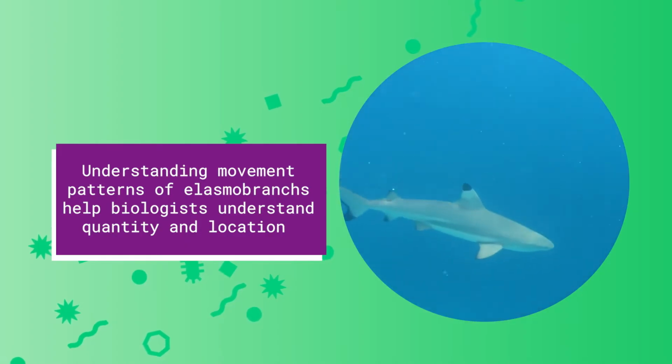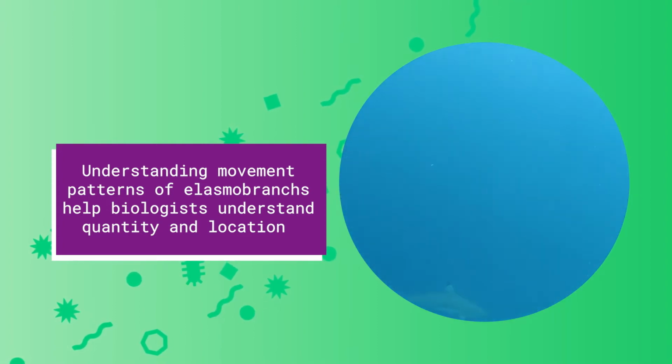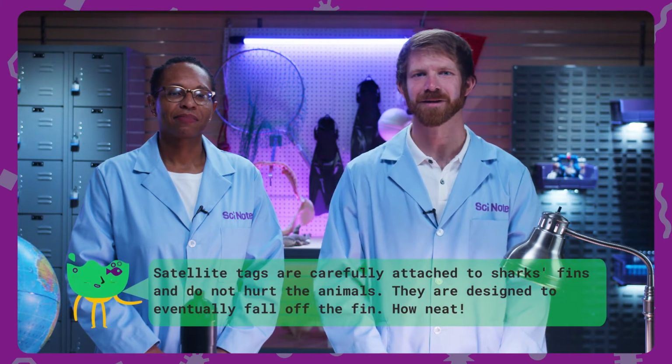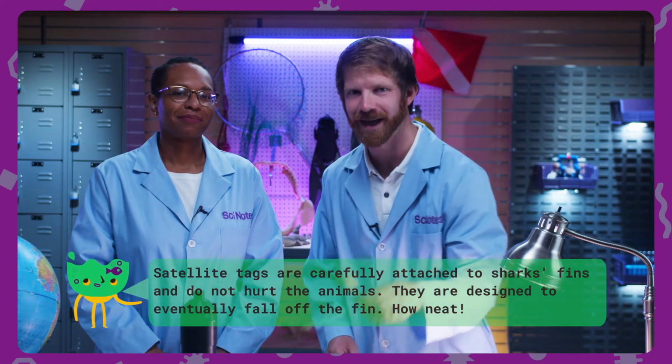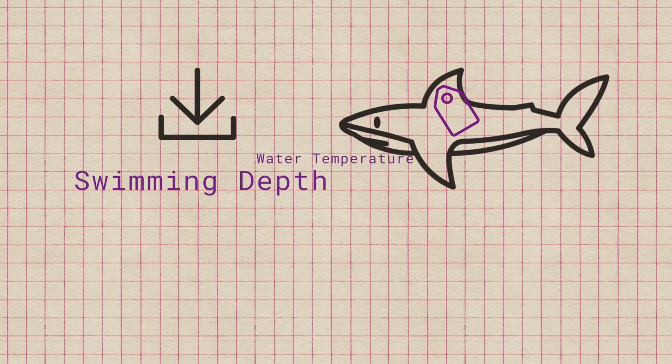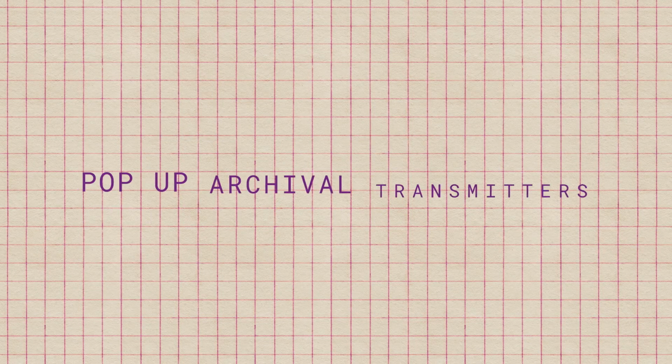Movement patterns of elasmobranchs helps biologists understand how many sharks are in a given area and when those sharks arrive and depart. There are different types of trackers that we can use on animals. Some let us know where they are at when they come to the surface using satellites. Satellite trackers are great because they can work all over the world, but the animal has to come to the surface for us to know where they are. Information on swimming depths, water temperature, and a daily record of geolocations can be stored and downloaded from pop-up archival transmitters, also known as PAT tags.